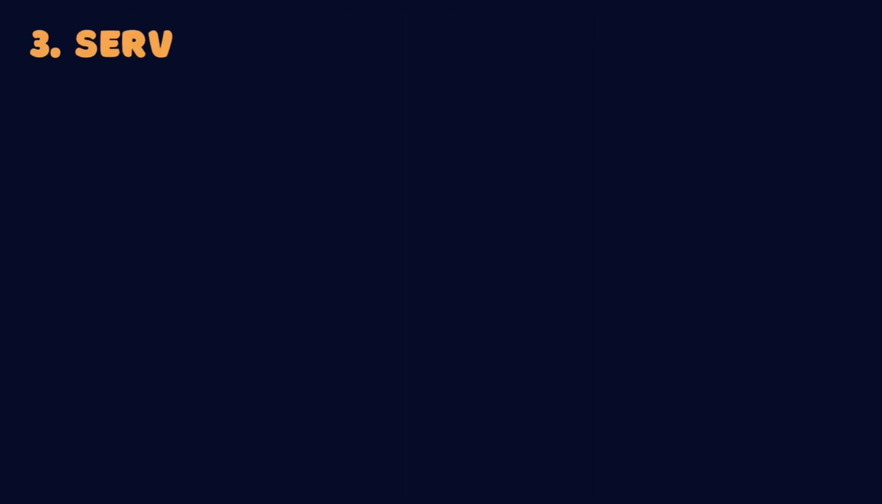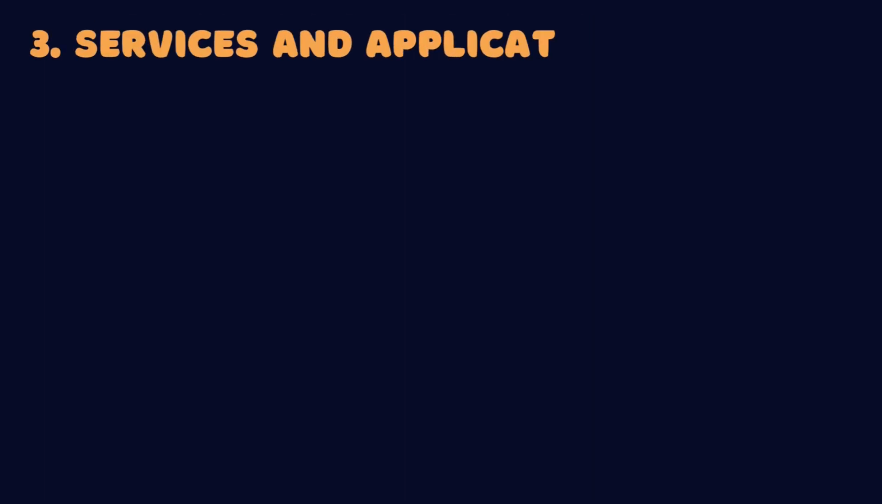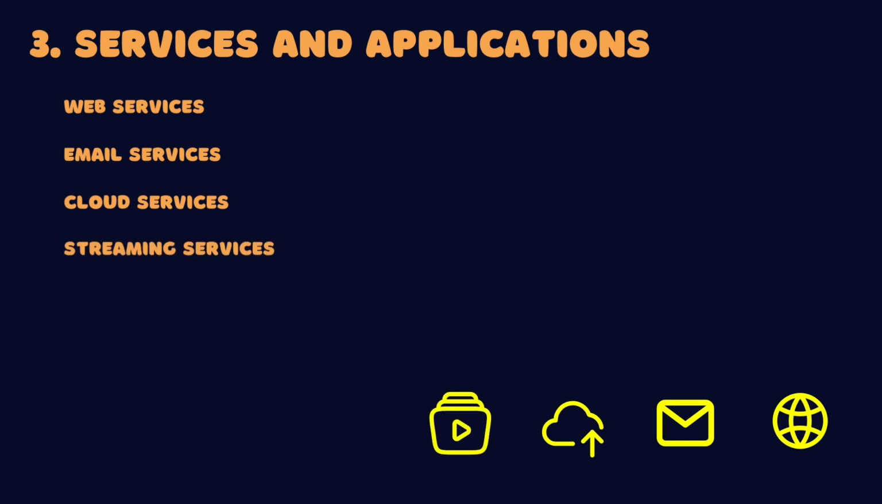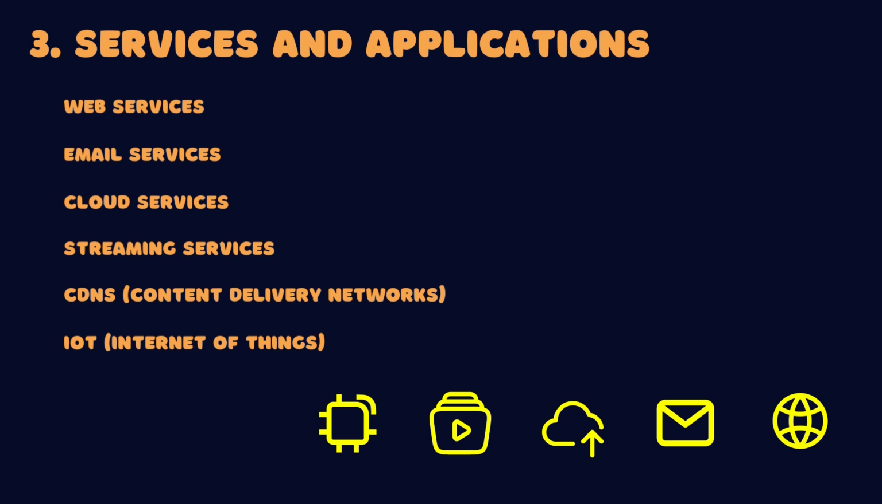The third component of the internet is services and applications. These provide the functionality and user experience. We have web services, email services, cloud services, streaming services, CDNs, content delivery networks, and finally IoT, Internet of Things.